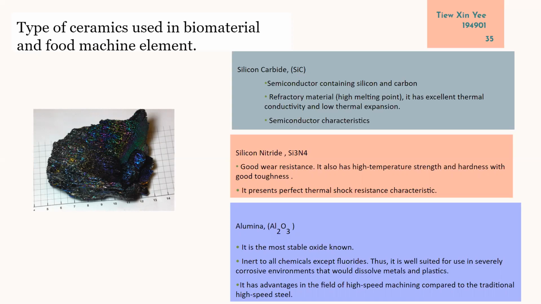The next material is silicon nitride. It is known for good wear resistance. It also has high temperature strength and hardness with good toughness. It presents perfect thermal shock resistant characteristics.